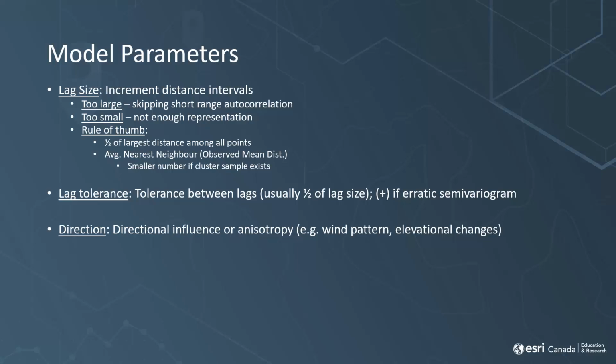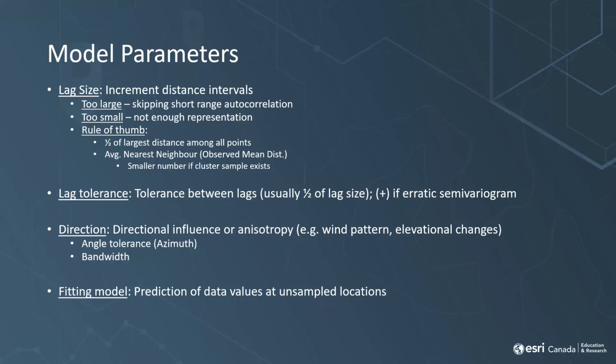Another important component is the direction. This is only used when you see a directional pattern or influence in the data, hence the term anisotropy. If anisotropy exists in the data, then set the angle tolerance, which is conceptually similar to lag tolerance, and the bandwidth, which is the maximum search width to include other sample points.